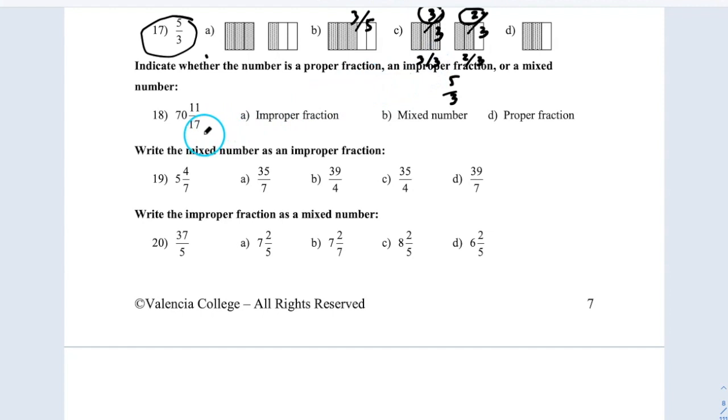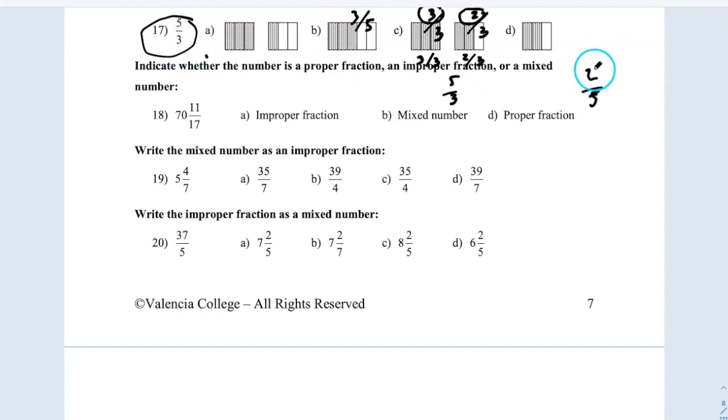We're getting to fractions now. Number 18: Indicate whether the number is a proper fraction, improper fraction, or a mixed number. So now let's go over these terms. A proper fraction, like 2/5, is any fraction where the numerator is smaller than the denominator. You've noticed before I have 5/3. 5/3 is an improper fraction. The numerator, the number on top, is bigger than the bottom.